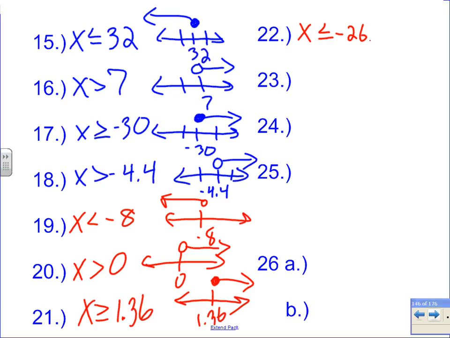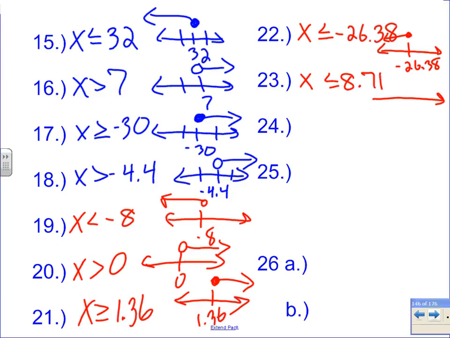Negative 26.38. Good. Number line. Good. Filled in circle. Woo. Going to the left. Running out of room here. Okay, 23, Mary. Yep. Good. These ones are kind of annoying with all these decimals. Good. Filled in circle going to the left.